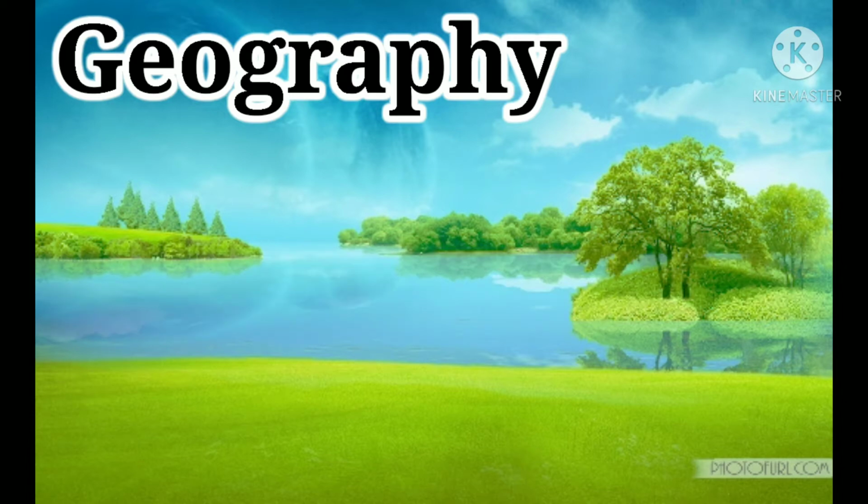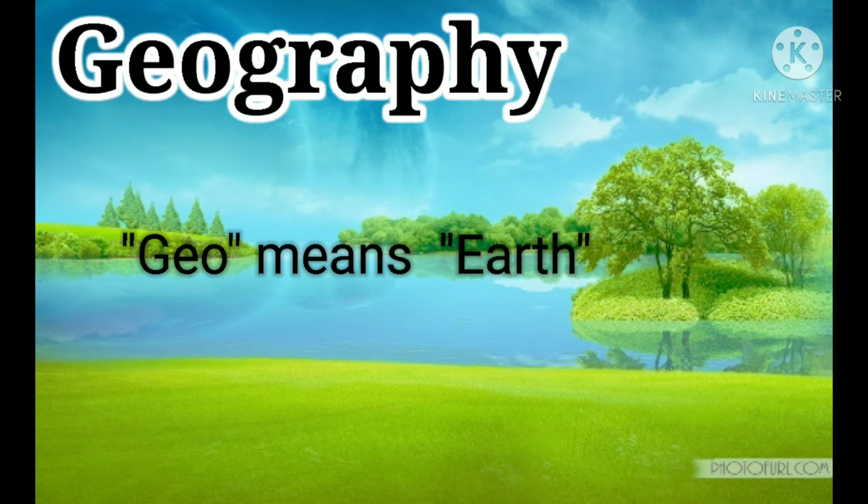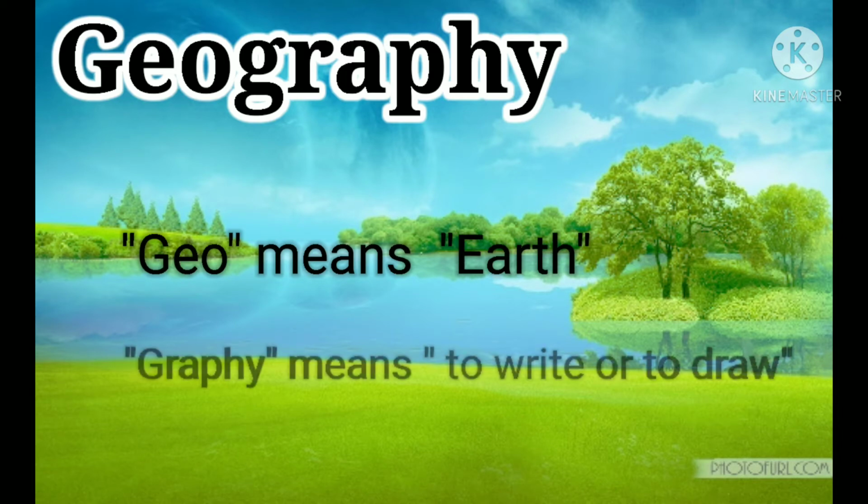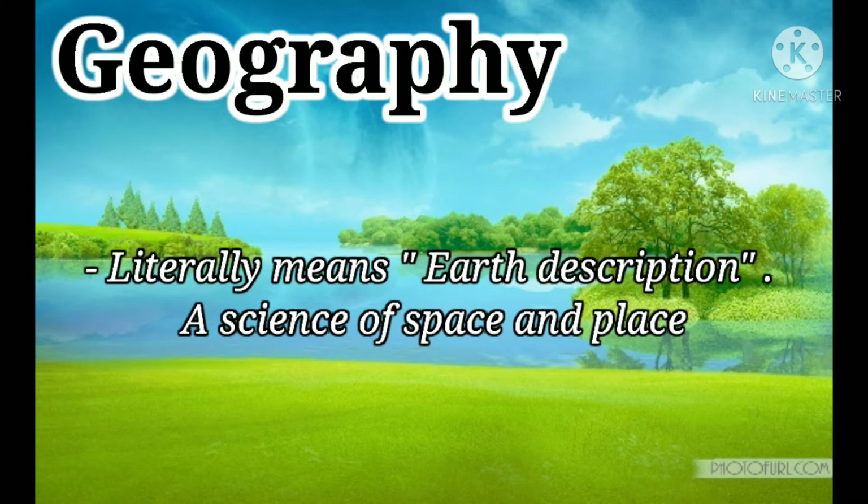Geography comes from the Greek word geo, which means earth. Graphy means to write or to draw. So geography literally means earth description, a science of space and place.